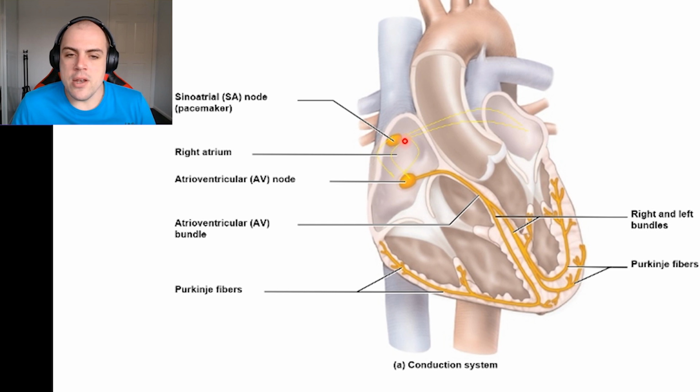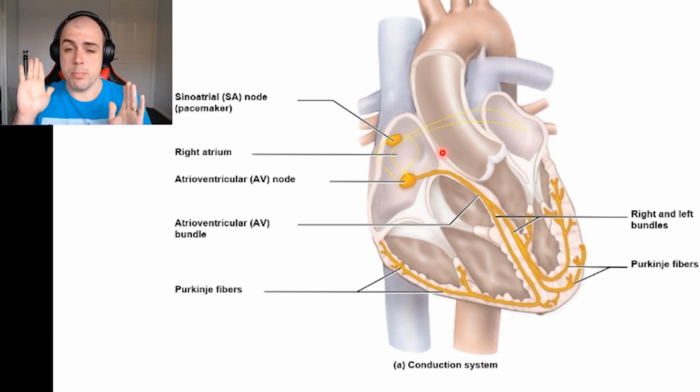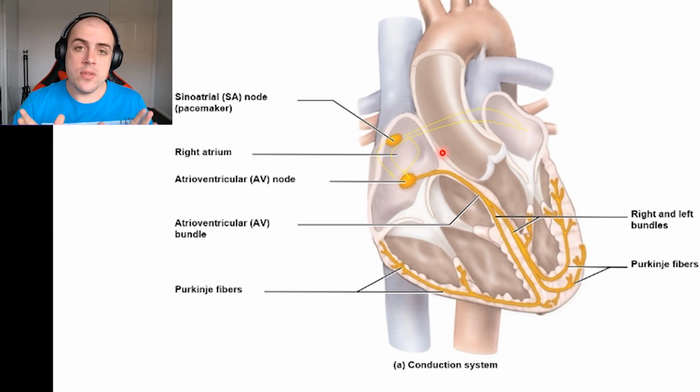From our SA node, it's going to then move through both of our atria until it hits our AV node. Now, what is going to happen here is the AV node is going to have a delay. It's going to grab that signal and essentially just pause for 200 milliseconds, so 0.2 seconds. This does not seem like a lot of time, but in the world of action potentials and chemistry, that is a very long time. After waiting that 0.2 seconds, it is then going to send that signal from the AV node down into the AV bundle, again, also known as the bundle of His.